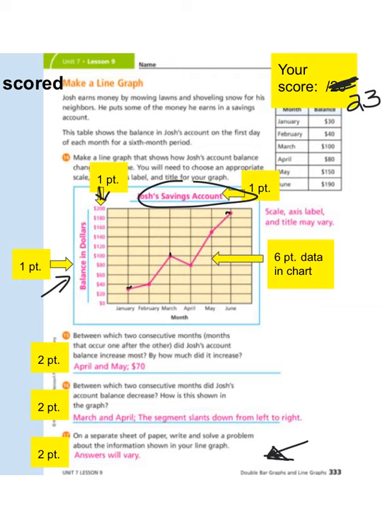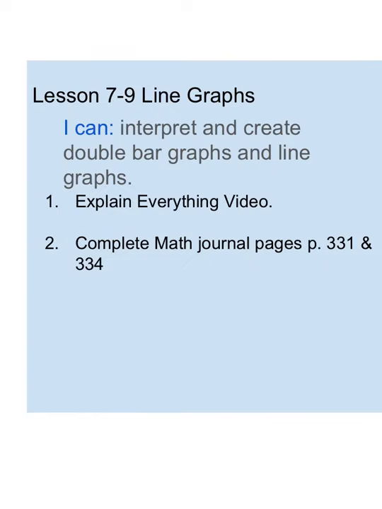You can count that right. Make sure you have both parts to this. That's really important. So we're kind of finishing up two different things on this 7-9. I think this is part 3 of that. You're going to interpret and create a double bar graph on one, and then you're going to interpret and create a double line graph. So on page 331 is the bar graph, on 334 is the line graph.